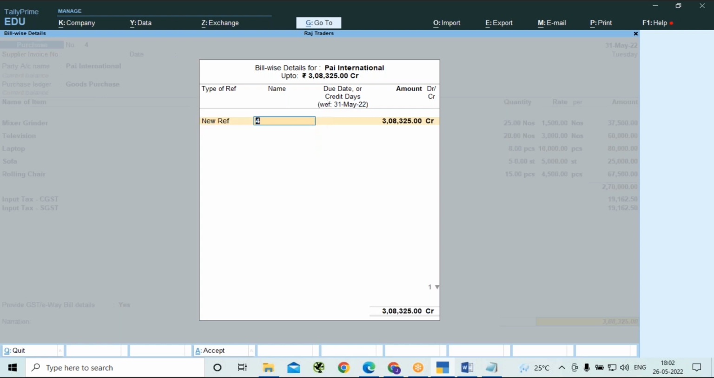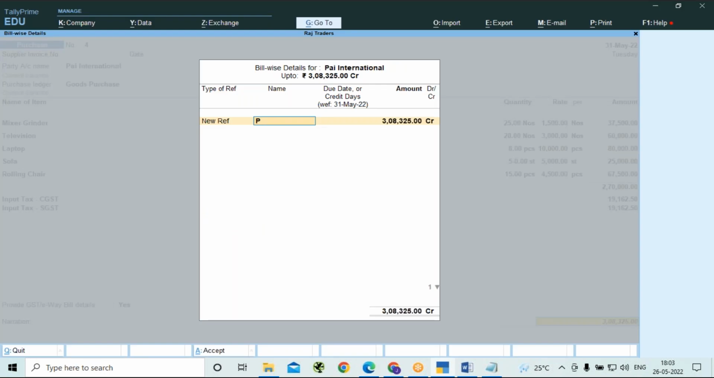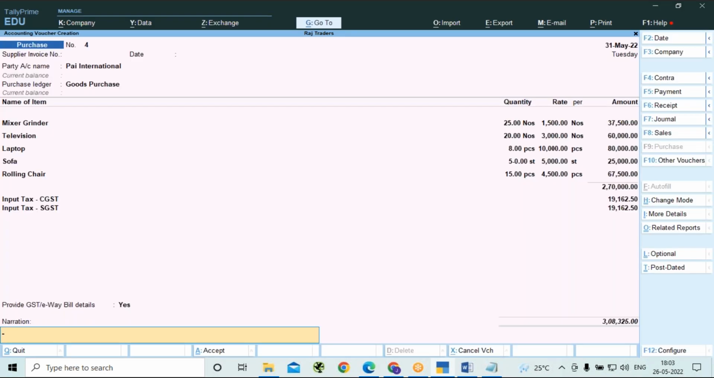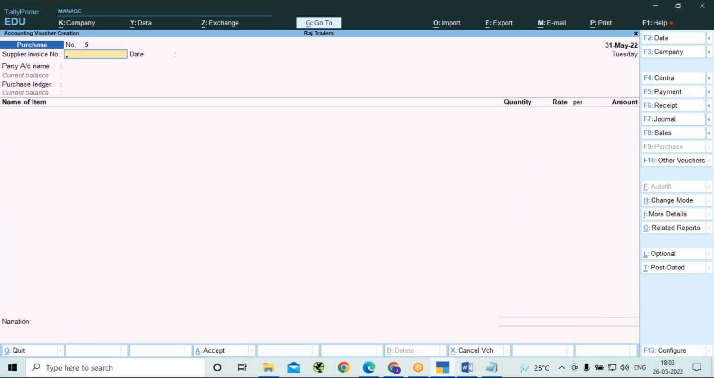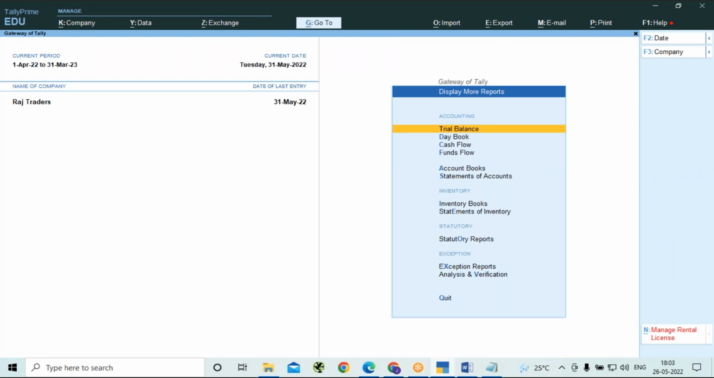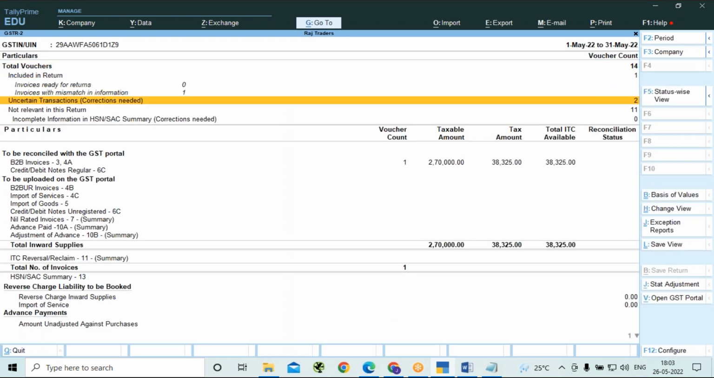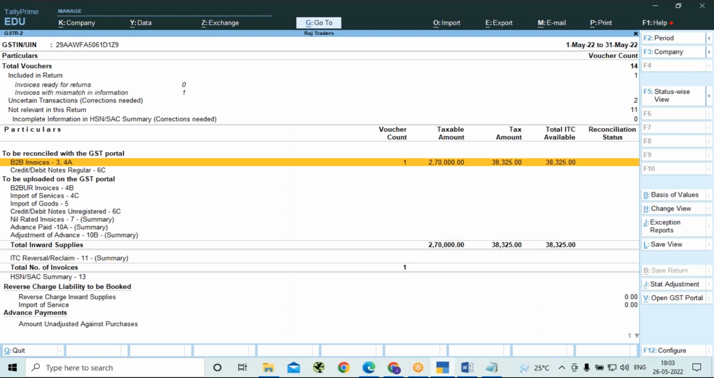The reference type we are going to select here is new reference, because it's a new transaction, and this is purchase one. Accept the entry. Once you accept the purchase entry with the GST details, you can check the GST report: go to Gateway of Tally, display, statutory reports, GST reports. For purchases, it is GSTR2. You can see those details in this report.